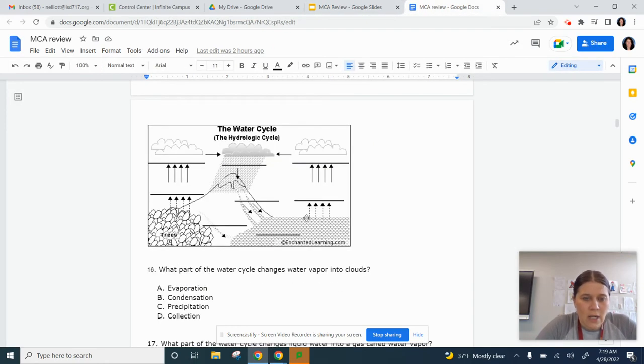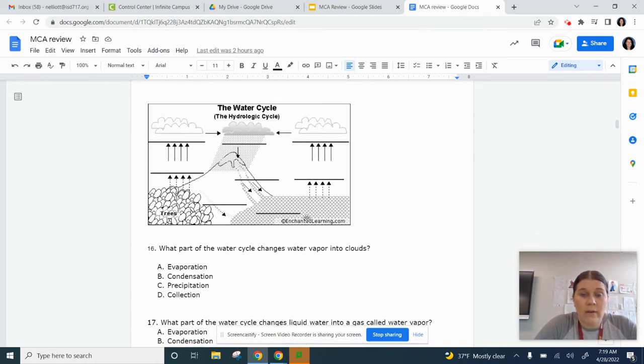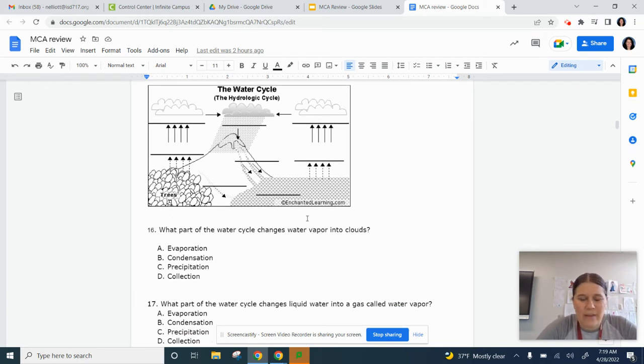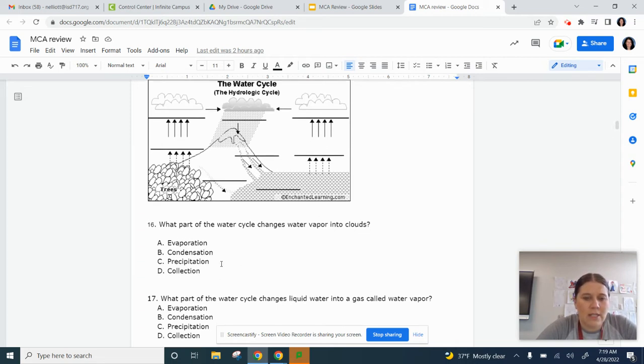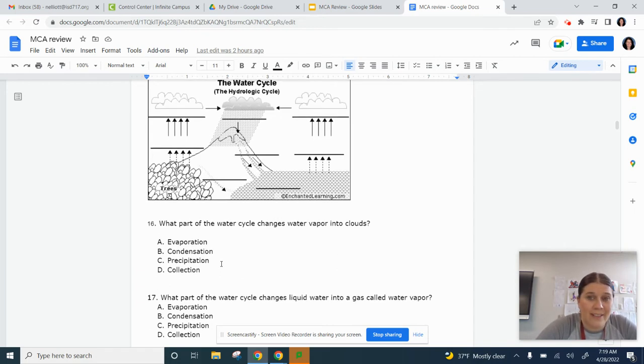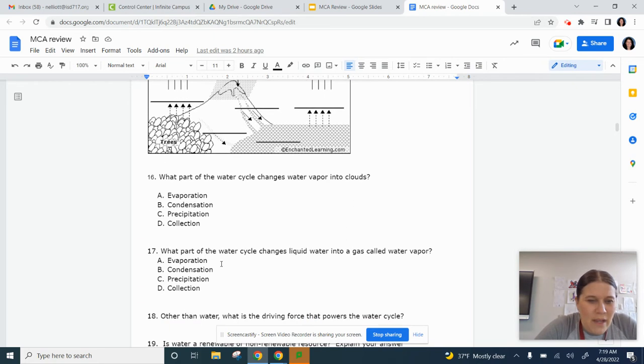All right. So we're just going to go in order for this. Some of these you already have done, so you can just get to the Edpuzzle question and move on. If you're not done with these, you're going to answer them as we go. So we're going in order. So we're using this picture here. What part of the water cycle changes water vapors into clouds? A, evaporation, B, condensation, C, precipitation, D, collection. You're going to have to pause because I'm just going to blast through this. So you're going to have to pause after every question. I'm not pausing.